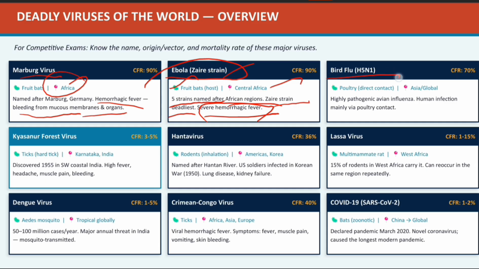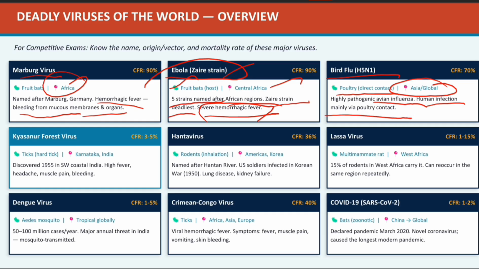The next one is bird flu, H5N1. Swine flu is H1N1; bird flu is H5N1. How does it spread? Through poultry, by direct contact with poultry, and it is present in Asia and globally. It is a highly pathogenic avian influenza. Humans are infected mainly by poultry contact.